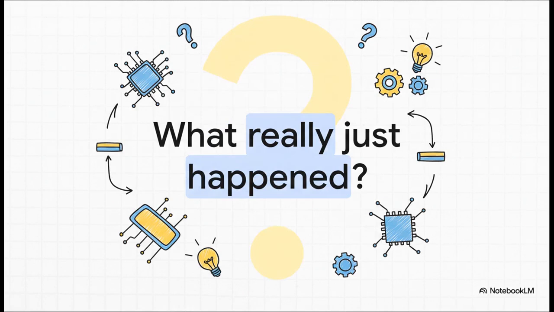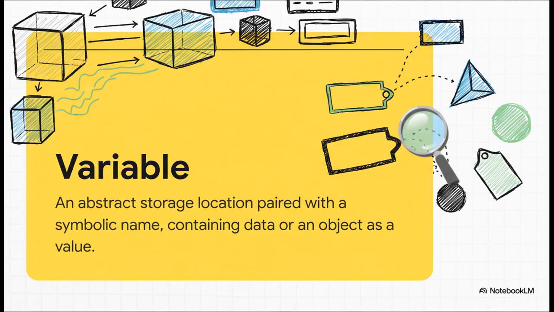So, let's really think about it. When Python executed that line, what did it actually do? Did it grab a little box from your computer's memory, slap a label X on it, and then stuff the number 10 inside? Well, not quite. The textbook definition is a bit dry. An abstract storage location. Yawn. In Python, it's way more helpful to forget the box idea entirely.